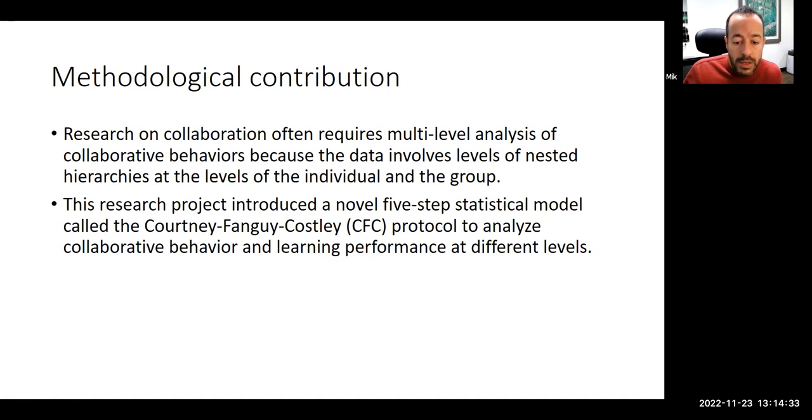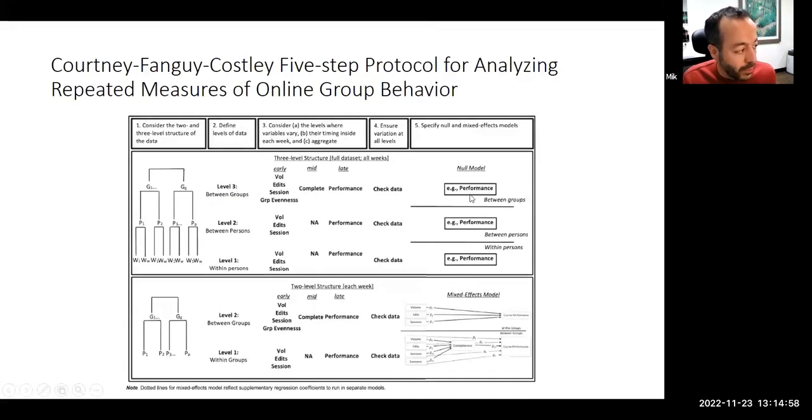So a couple of co-authors and I came up with this novel 5-step statistical model. We call it the CFC, the Courtney-Fungy-Costley protocol to analyze behaviors. This is my friend Matt Courtney, a great statistician, and a co-author of mine, Jamie Costley. We actually published our statistical method in a journal called Methods X that just publishes papers about methods. So you can read more about this method if you want.